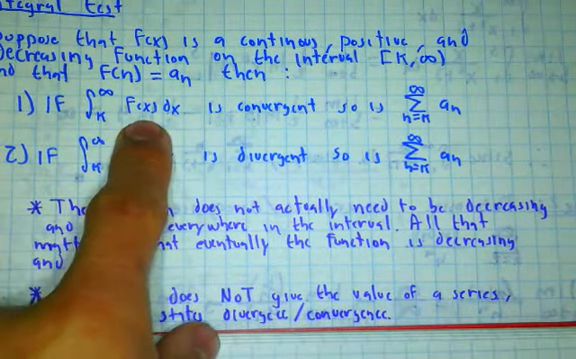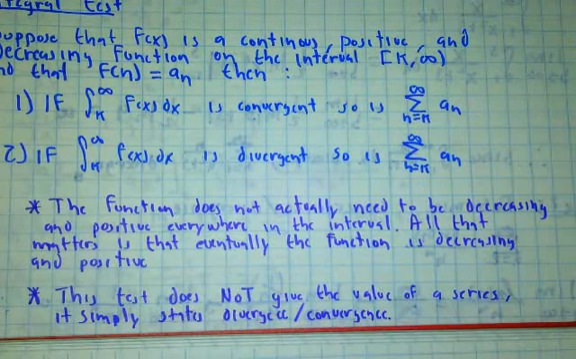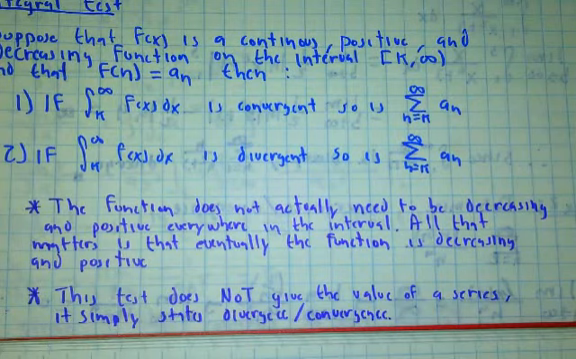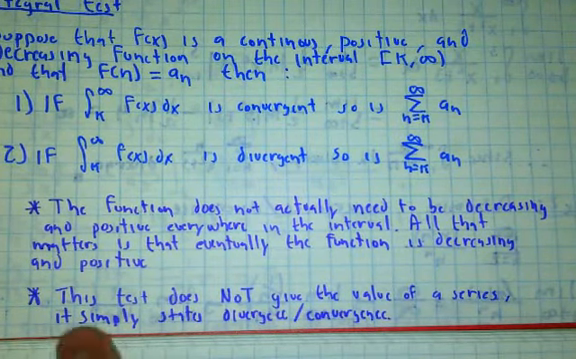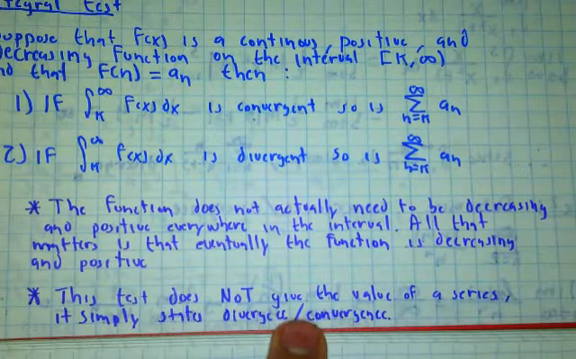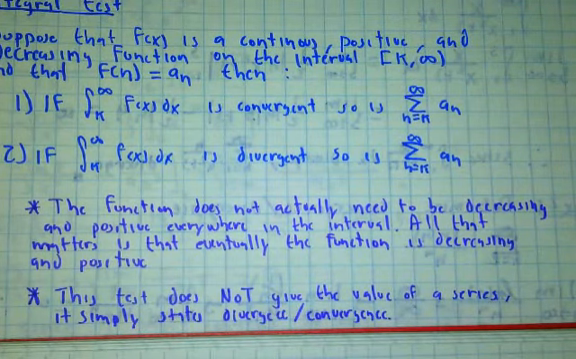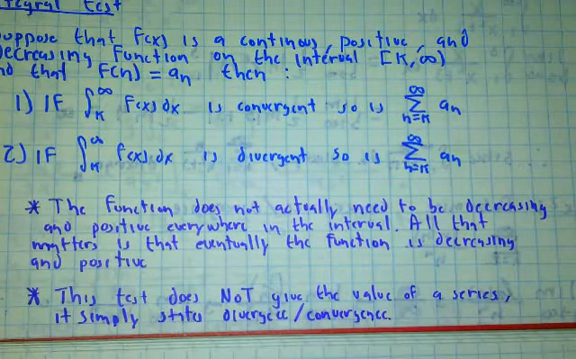That number is not the solution of the series. You cannot tell me that the series converges to that number. All that the integral test tells you is that it does converge, but it doesn't tell you to what. Okay? So this is important. This test does not give the value of the series. It simply states if it diverges or it converges. Do we understand that? So please don't write down, for example, if the integral goes to 5, that the series converges to 5. The series converges, period. Cool?